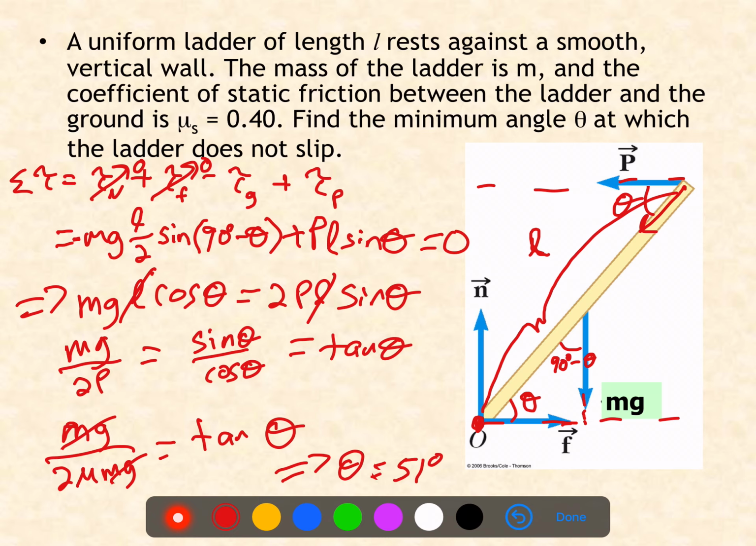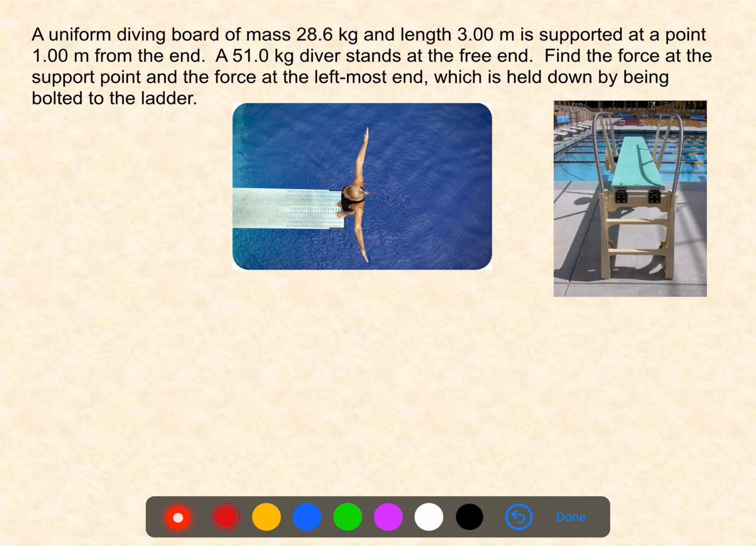Okay, the only trick that may be a little bit less familiar to you is this idea of choosing the reference point for the torques so that it simplifies your life, and then making sure that when you're adding the torques you obey the sign conventions. All right, so let's do another example.